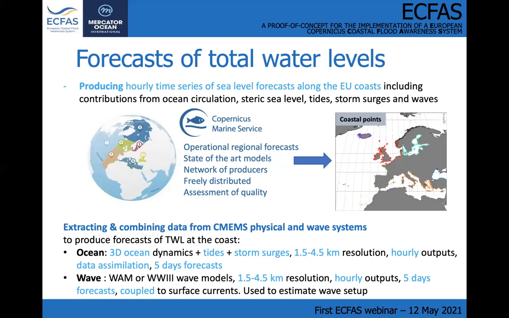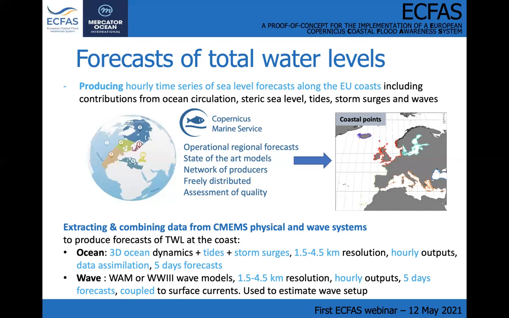So regarding the ocean models, those are 3D ocean dynamic models. Most of them are including explicitly astronomical tides and storm surges representation. They have a horizontal resolution that is ranging from 1.5 to 4.5 kilometers, depending on the region. They provide hourly outputs. They benefit from data assimilation with, for instance, assimilation of observed satellite sea surface temperature, of sea level anomaly, or profiles of temperature and salinity in the ocean to constrain the models towards observation. And they provide 5-day forecast.